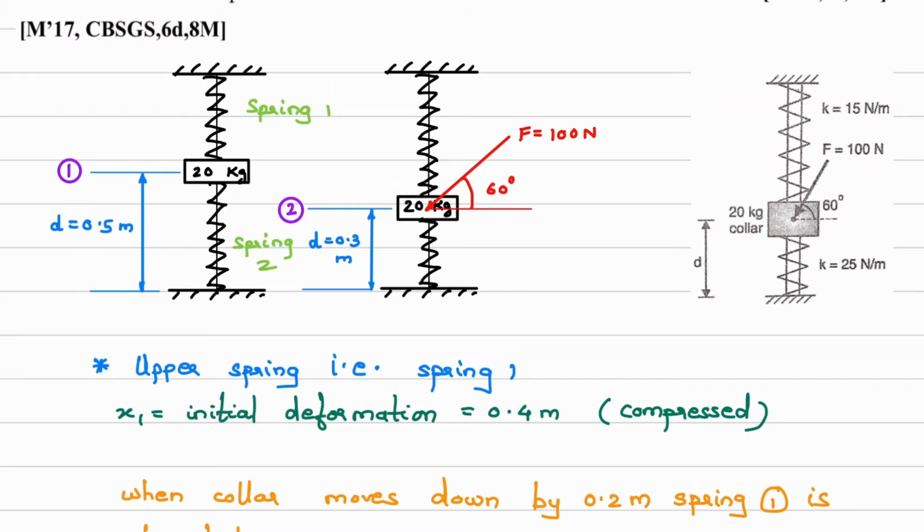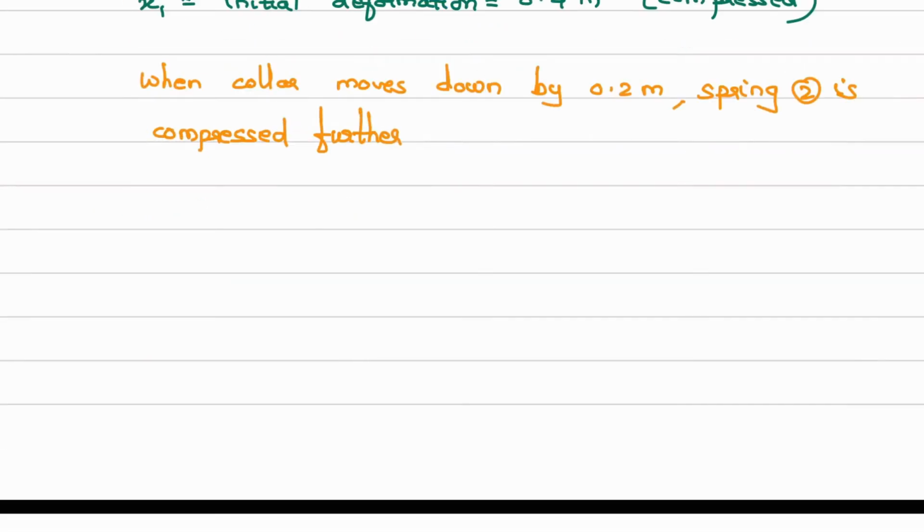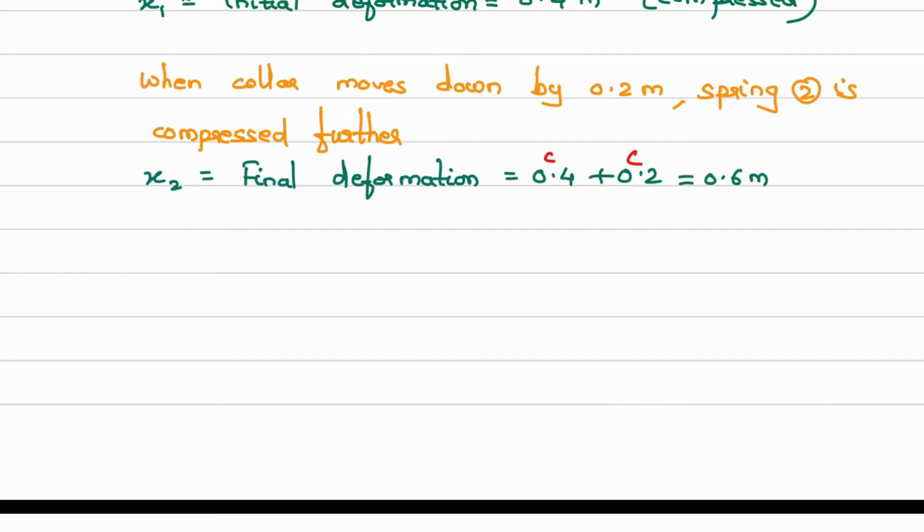So I'll write down x2 for spring 2, the final deformation. And that value is equal to 0.4 plus 0.2. Both are compression. In both cases, the spring is being compressed. That is why I am using plus here. This is equal to 0.6 meter compression.